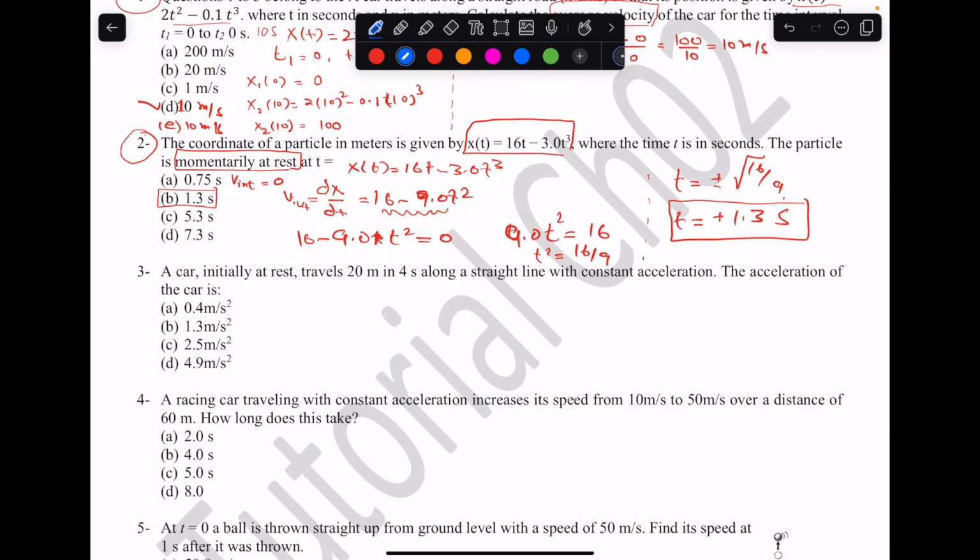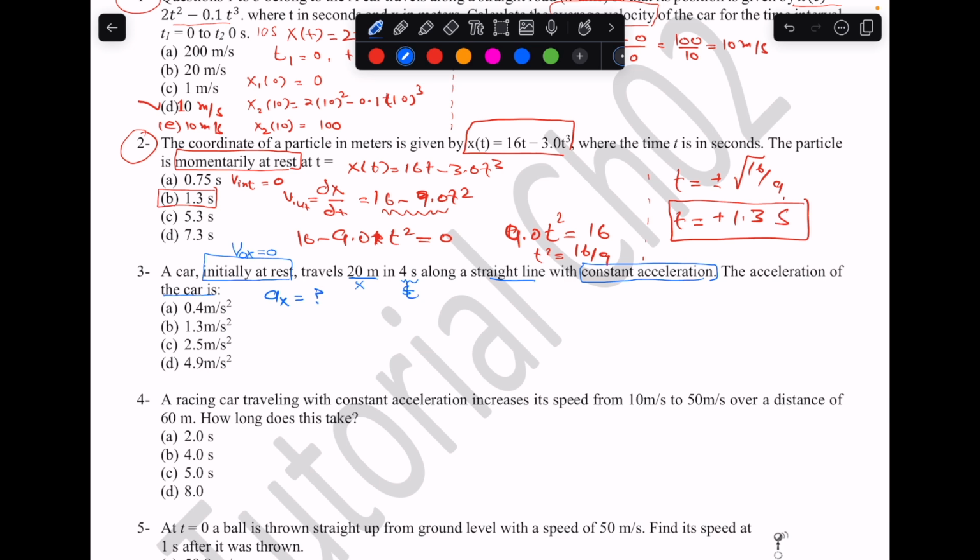So moving towards the next question, a car is initially at rest, travels 20 meters. Initially at rest means its initial velocity is 0. It travels 20 meters along a straight line, which means this is your x. 4 seconds, this is your time. With a constant acceleration, we wanted to find the acceleration of the car.